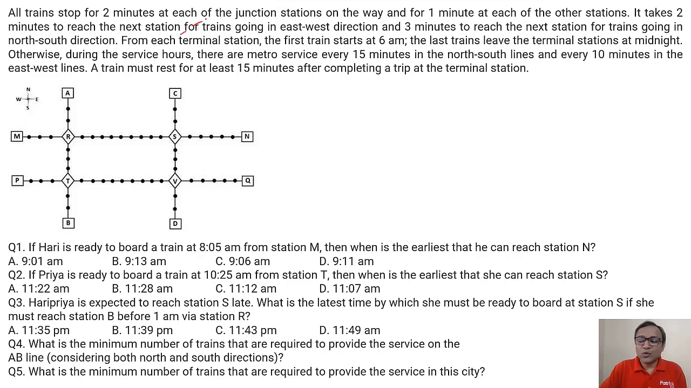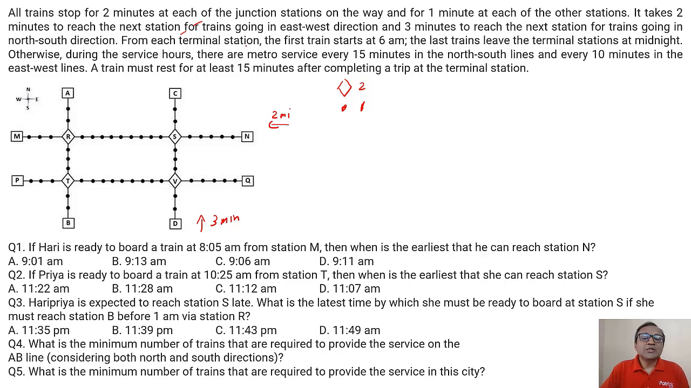So all trains stop for 2 minutes at each junction. So I'm putting junction as 2 minutes, and the other spots as 1 minute. I'm noting down everything so that I don't have to read it again. It takes 2 minutes to reach the next station for trains going in the east-west direction, so between two stations it takes 2 minutes. And 3 minutes to reach the next station if it's going in the north-south direction, so each gives me 3 minutes.